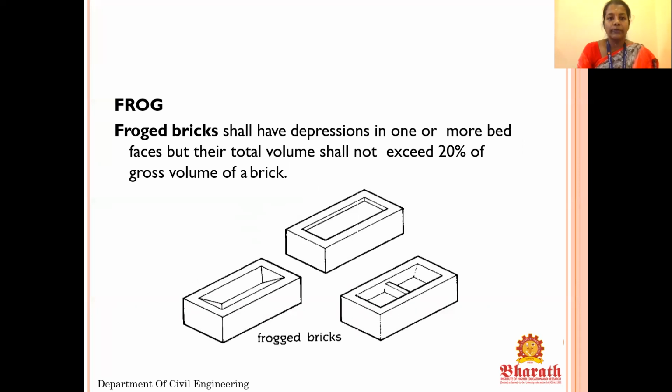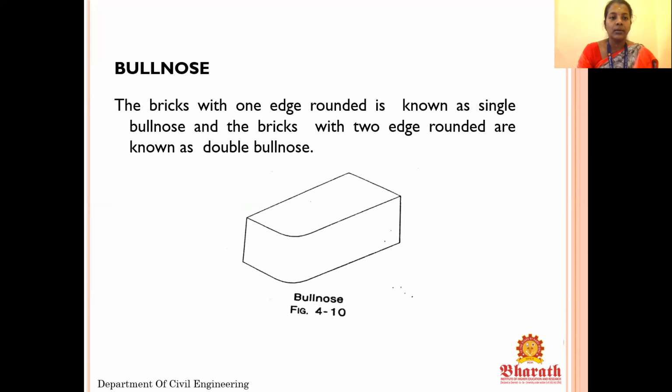So next one is frog. Frog bricks will have a depression in one or more bed faces. You will be seeing some depression in the center of the brick. Either there will be one side depression or multiple faces depression will be seen in the brick. But the total volume of the depression should not exceed 20% of the gross volume of a brick.